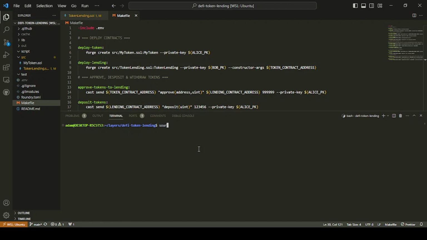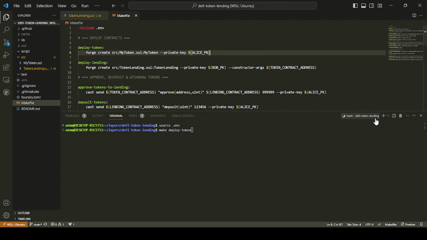I'll just use source env, even though it should be pulling. When you have a make file, it's dash include .env, and it should include your env file when it's loading it. And what we do is make deploy token. So what we're doing here is forge create in the source folder my token.sol and the contract my token, with the private key, and we're going to use the private key we're calling Alice.